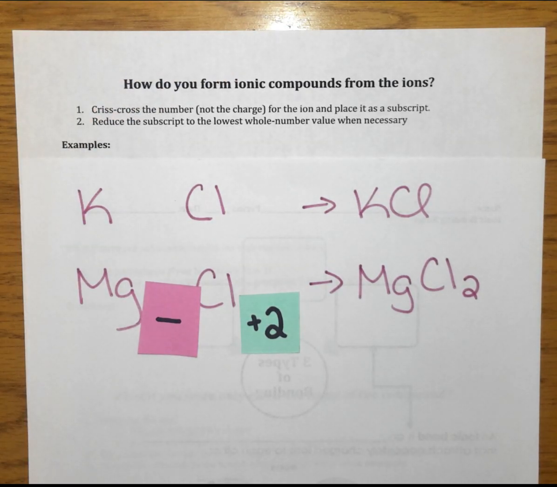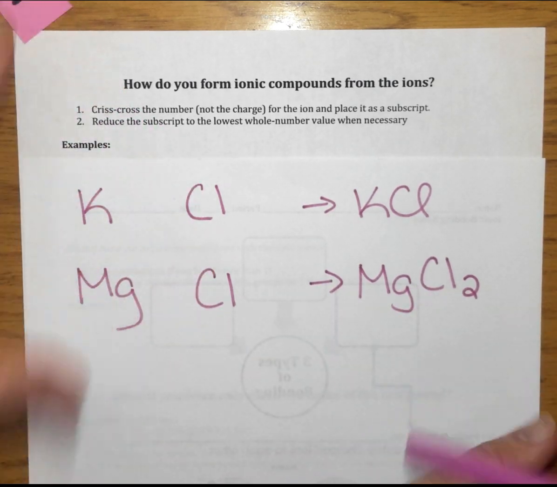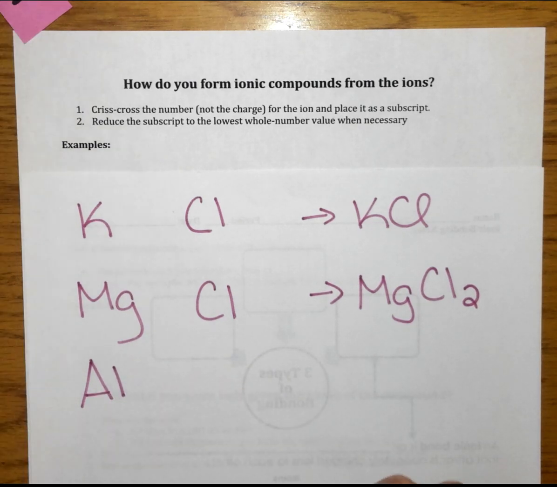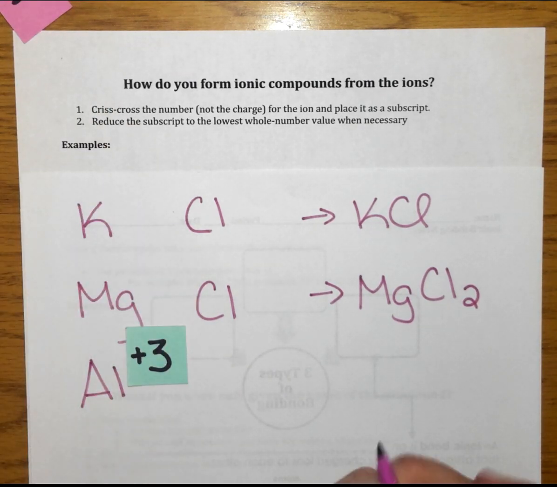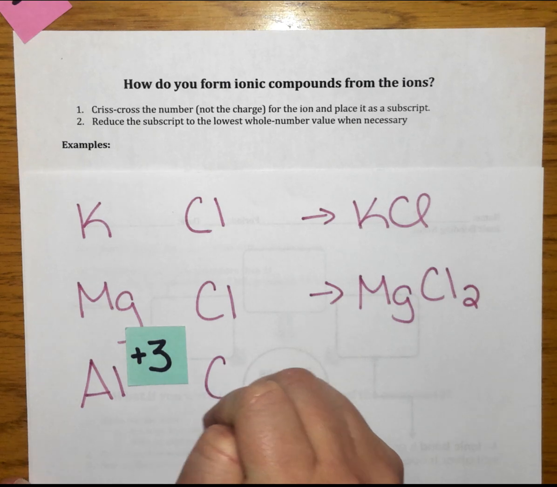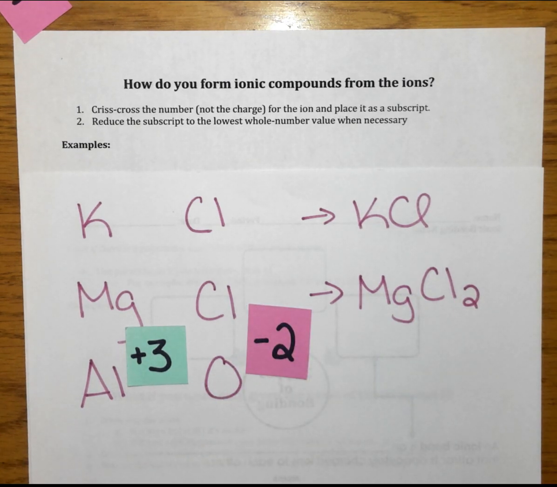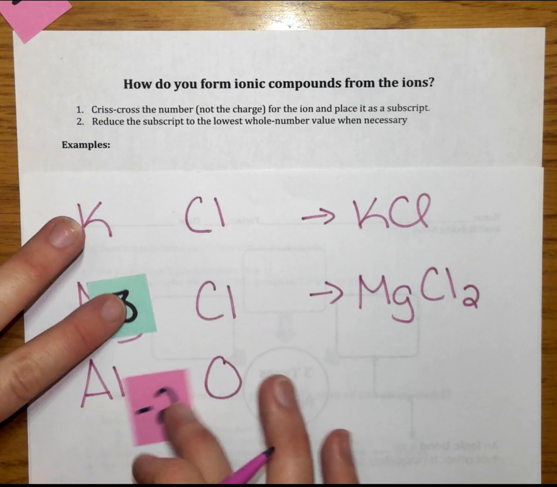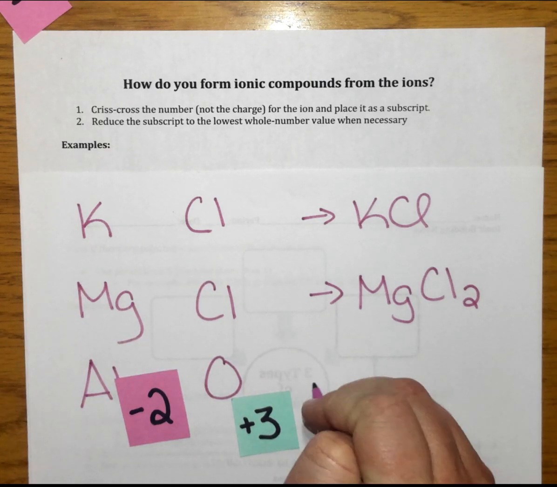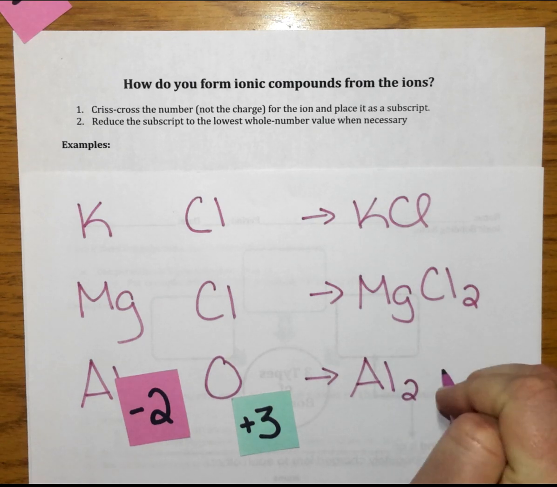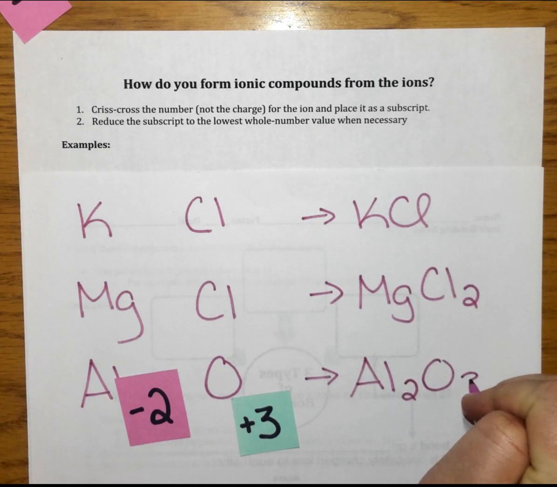What if we have more than one number? What if we had aluminum, which makes a +3 ion, and oxygen that makes a -2 ion? So once again, we're going to crisscross our numbers down, and we end up with Al2O3.